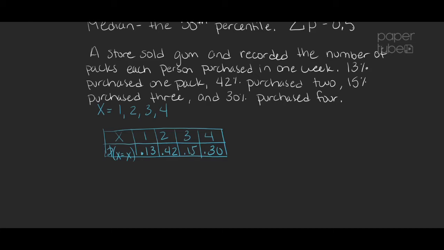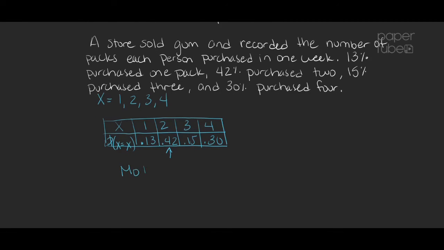To find the mode, we want to look for which number popped up the most number of times. And if you consider that these percentages are a proportion of the actual experiment, then the one with the highest probability is the one that showed up most frequently. So the mode number of packs of gum would be 2 packs.